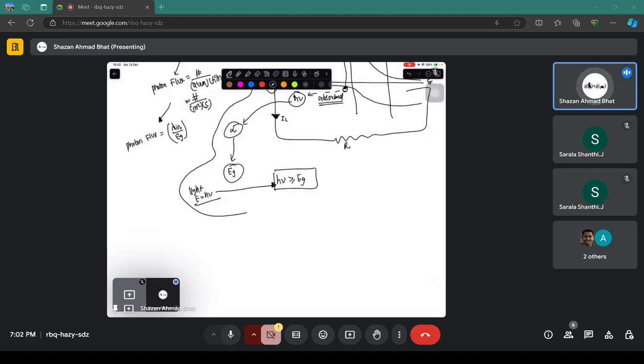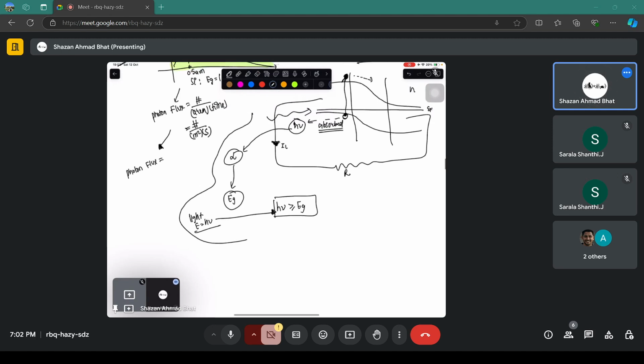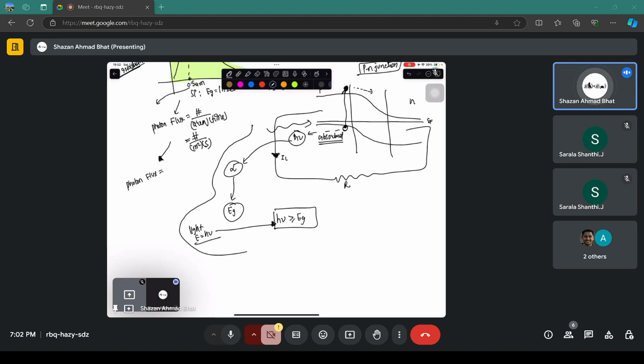Let's say you first want to know the energy of this 500 nanometer, or let's keep it a micrometer, photon. You want to know what the energy of this particular photon is. The energy of this particular photon will be basically hc over lambda.